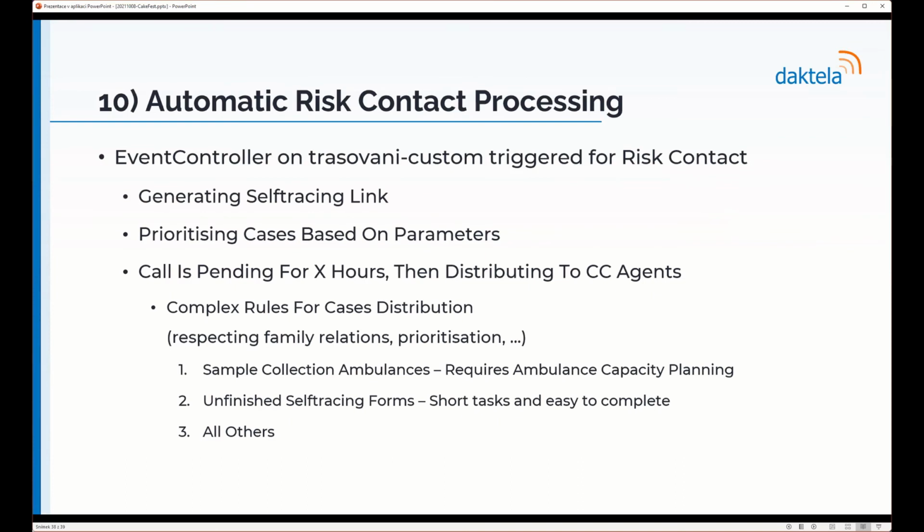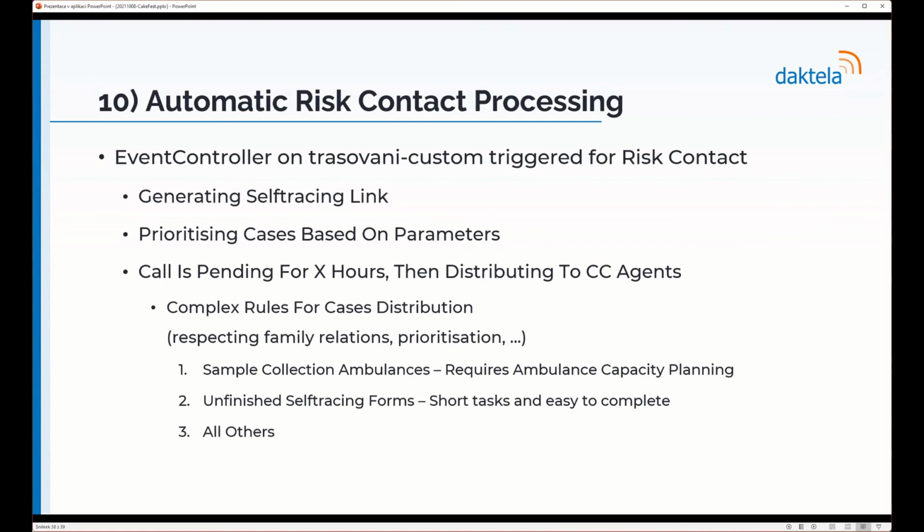And the last thing is that we would try to process the risk contact, because this was the process for the infected patient. So we would then process the risk contacts in a similar manner. So we would trigger the event controller on the tracing custom for the risk contact chain of events. We would generate the self-tracing link for the risk contacts. You would prioritize the risk contacts case based on some parameters about the people we've gathered.